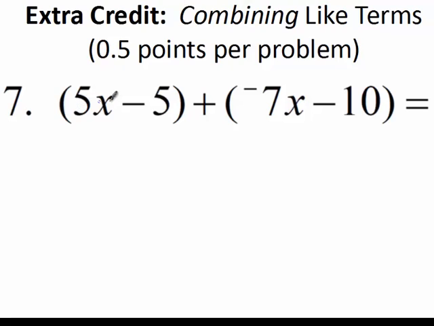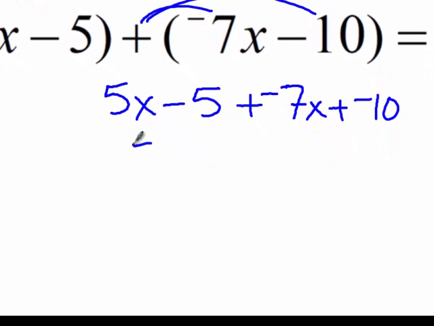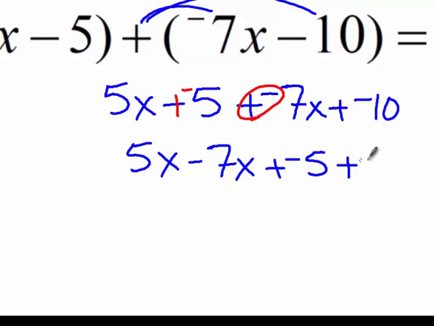Number 7 reads, the quantity 5x minus 5 plus the quantity negative 7x minus 10. We are adding everything in the second quantity to the first quantity, and we can rewrite this as 5x minus 5 plus a negative 7x plus a negative 10. We have 5x minus 7x, and we have a negative 5 plus a negative 10. 5x minus 7x is a negative 2x, plus a negative 5 plus a negative 10 is a negative 15.